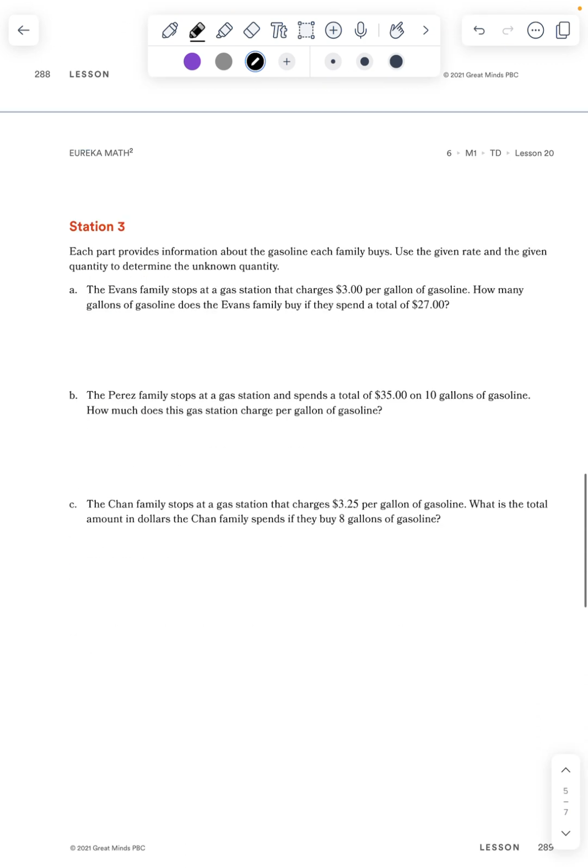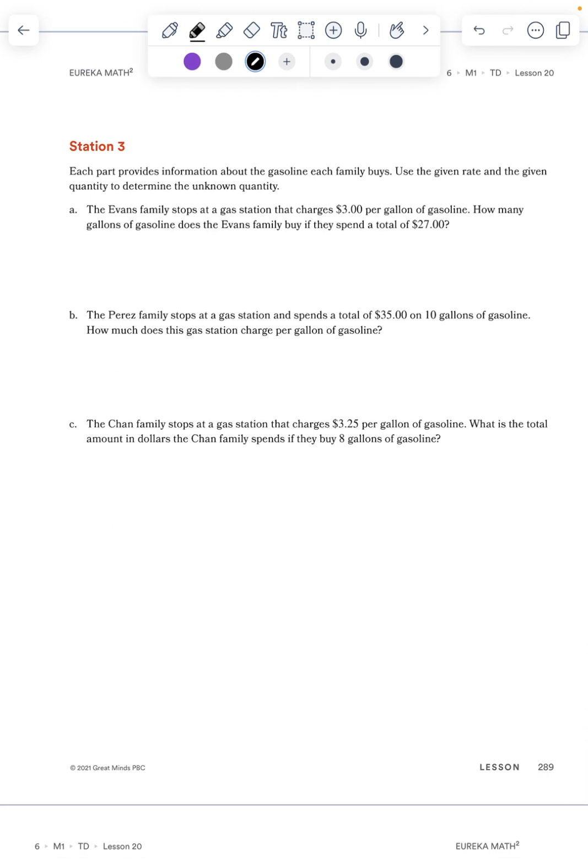All right, we'll do one from station 3. So the Evans family stops at a gas station. It charges $3 per gallon of gas. How many gallons of gas does the Evans family buy?